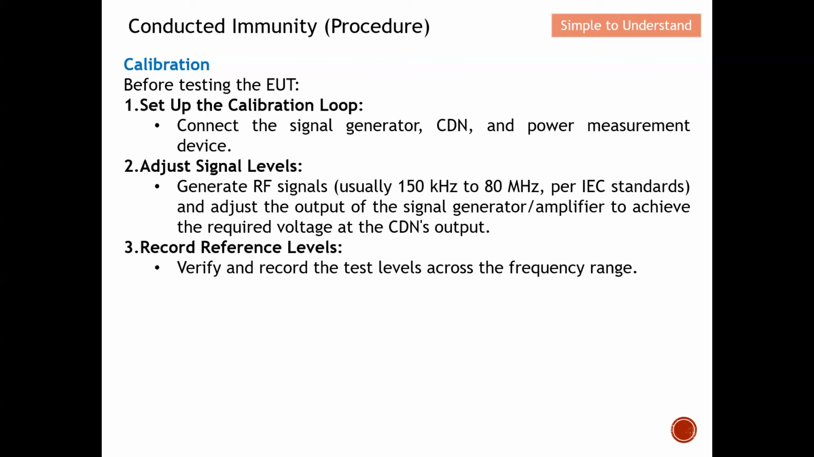Okay, 1 volt, 3 volt, and 10 volt. So basically we need to ensure that the voltage you create from the noise source must be consistent, and this is basically what it means here. So we need to have some form of how we can actually adjust the signal level. Next, we need to record the reference level. We need to verify and record the test level across the frequency range.